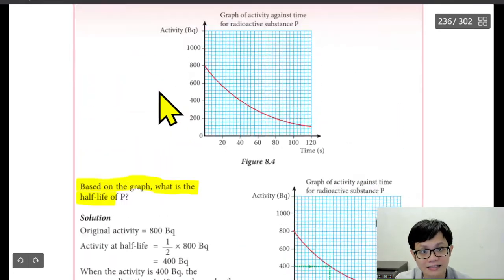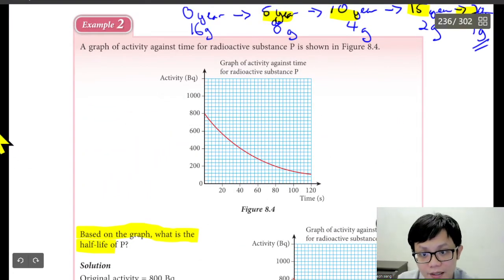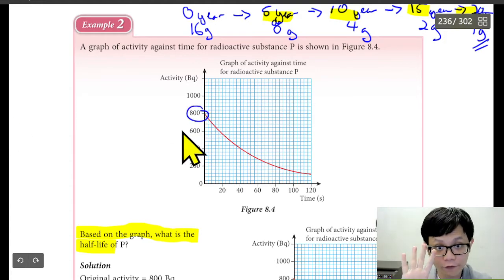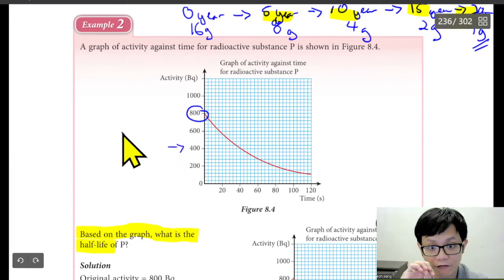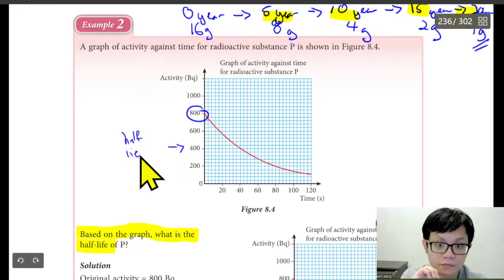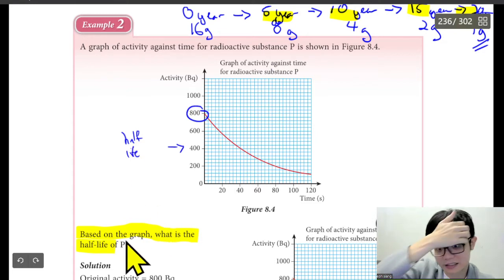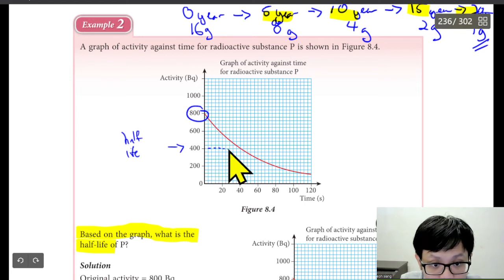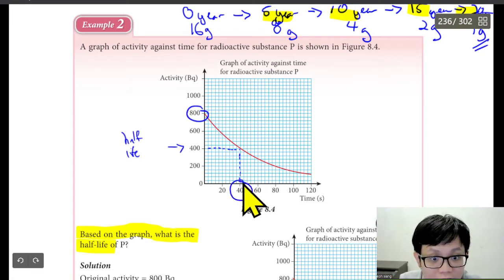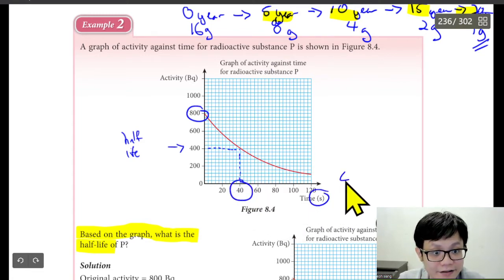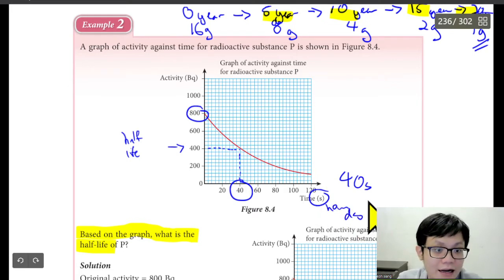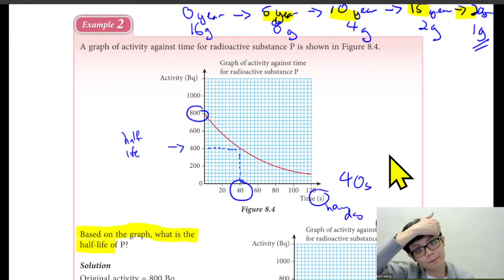So we can see that when P starts it is 800, so half will be 400. So the question asks what is the half-life. So 400 is half, so the half-life will be 40 seconds. Because you put seconds; unless you put hour, then I say hour. You put day, then I follow day. So in 40 seconds, it will become half.